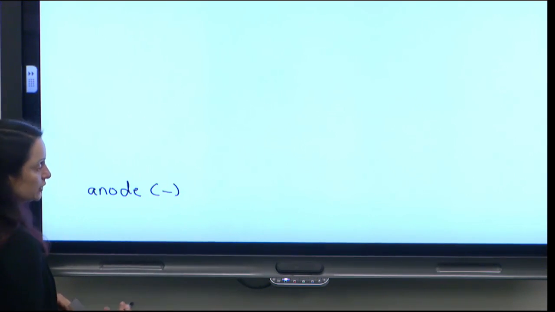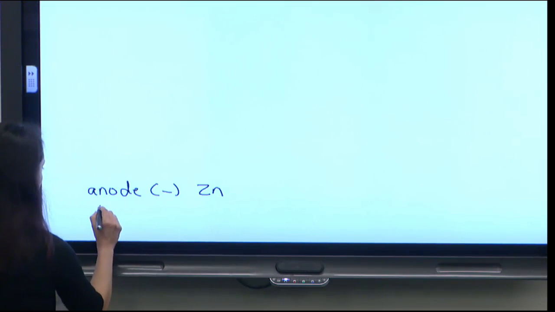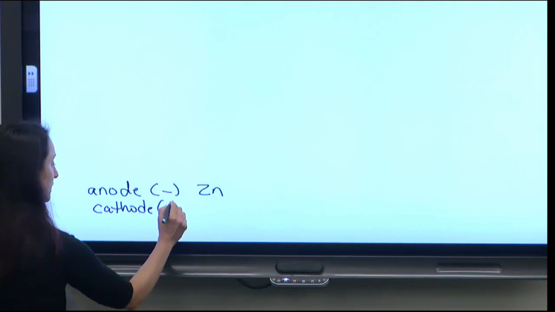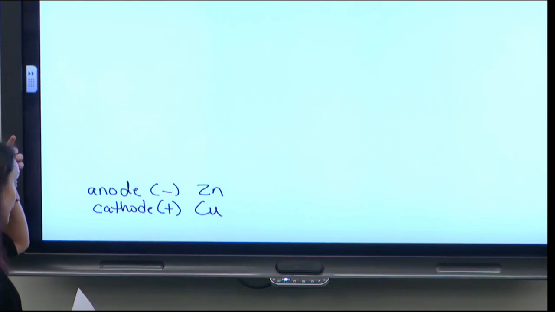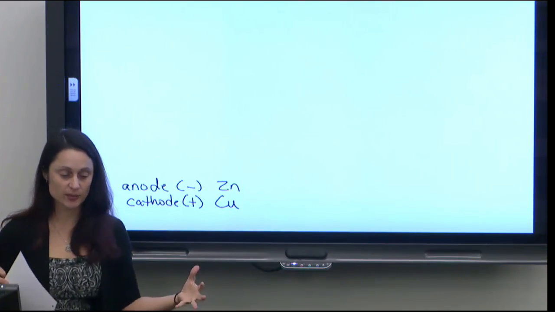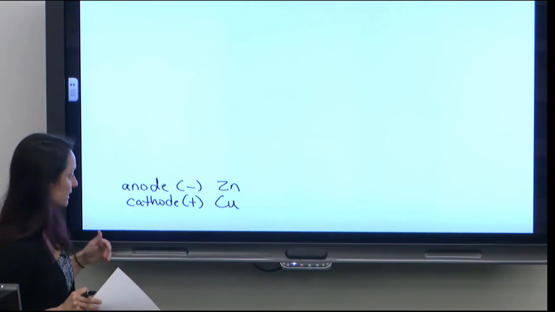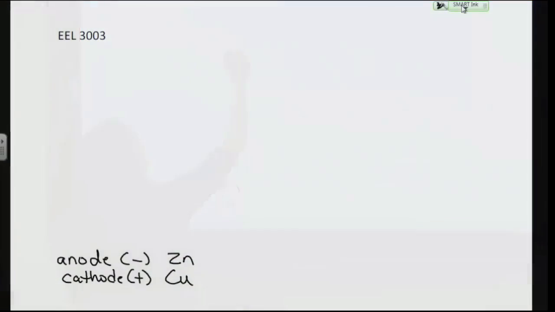A common material to use for this in this type of demo is zinc. A cathode is the positively charged one. A common material for that is copper. If you put these two items some distance apart from each other in an acidic environment and make a complete circuit, they want to exchange electrons.